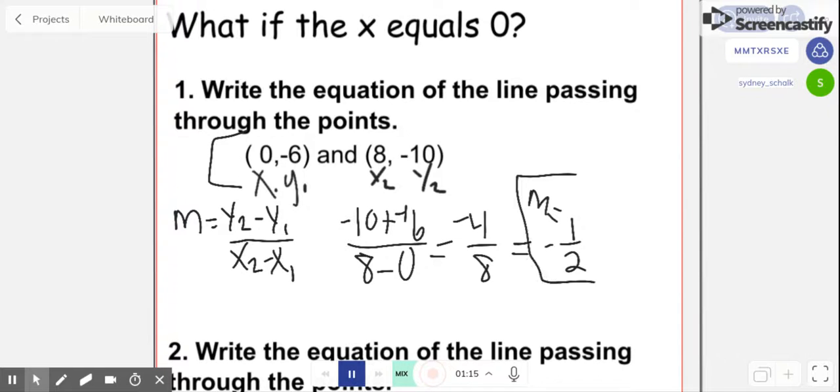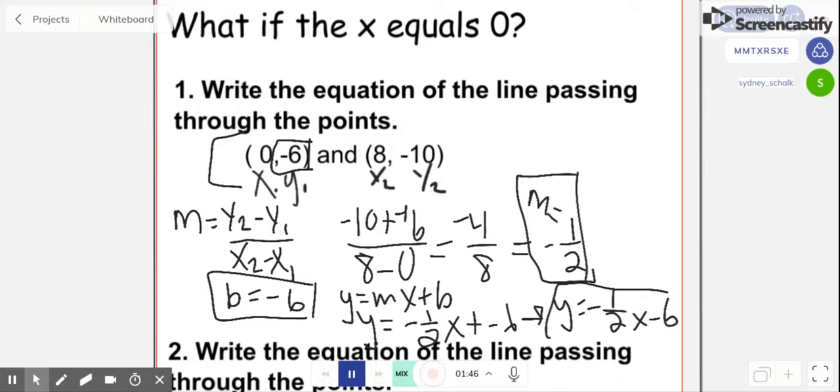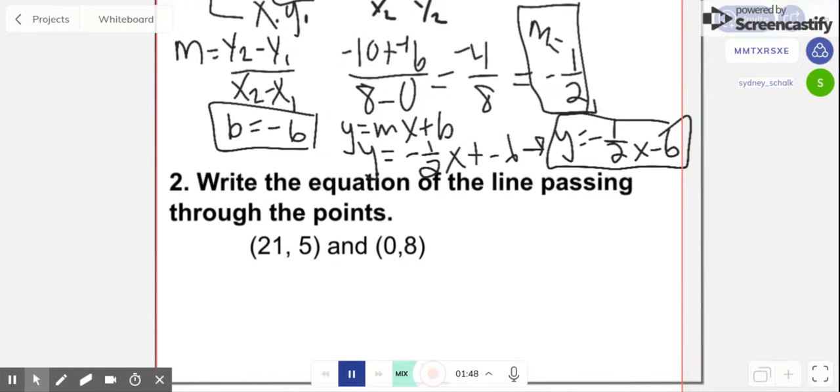Now we're given our slope, and our y-intercept, remember, is just when x is 0, what is y? So our y-intercept, our b, is actually just negative 6. Now I can plug those into my slope-intercept form, y equals mx plus b. Well, my m we found was negative 1/2, and my b is negative 6. And instead of writing plus a negative 6, we're just going to write y equals negative 1/2 x minus 6. There is my equation. Go ahead and pause the video and try this next one on your own.